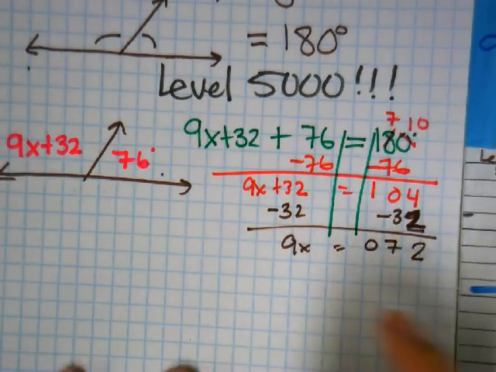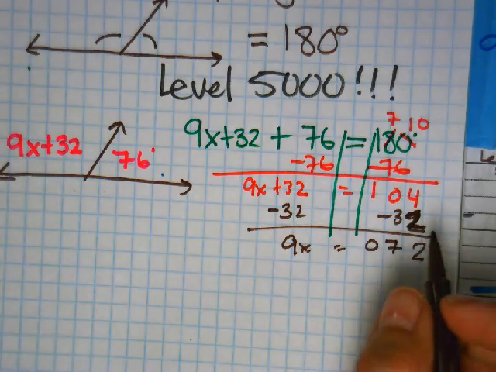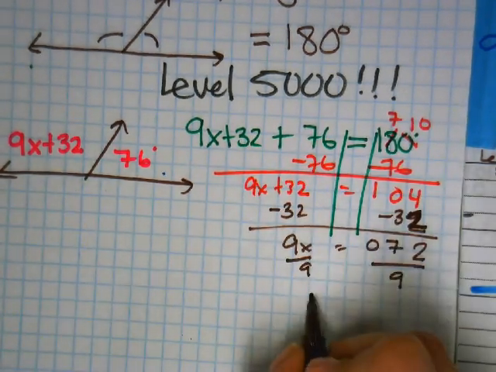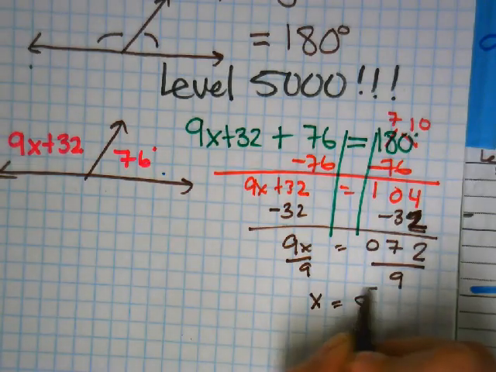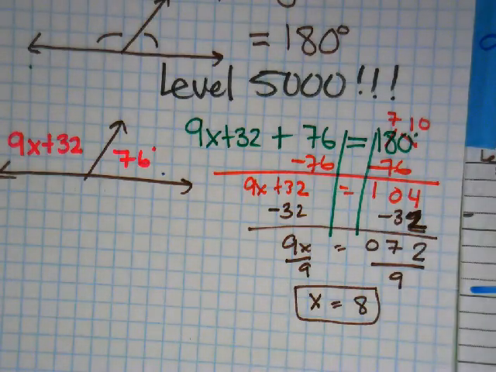All right, got 72. Now I move the 9. The very last number I move is the 9. Division. I divide by 9. X equals 8. X equals 8. So Armando, did you get that with combining them? Yeah.